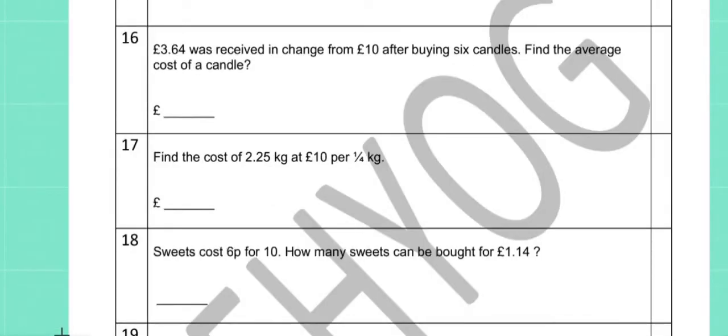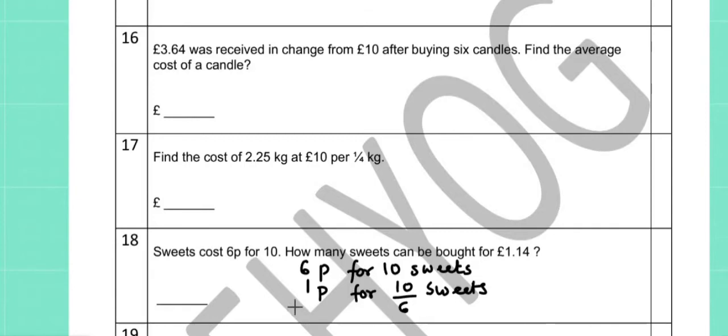In question number 18, 6 pence is the cost of 10 sweets. So, how many sweets can we buy for 1.14 pounds? So, for 1 pence, we get 10 over 6 sweets. If we reduce this, we get 5 upon 3 sweets that come for 1 pence.